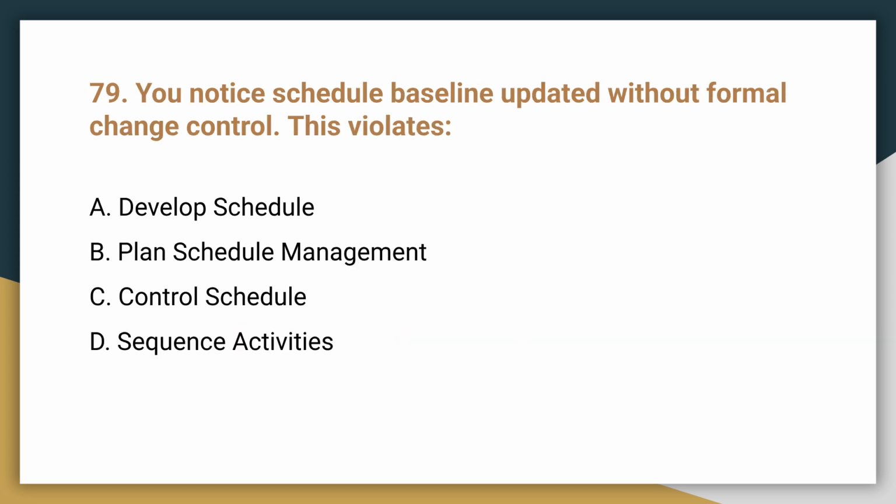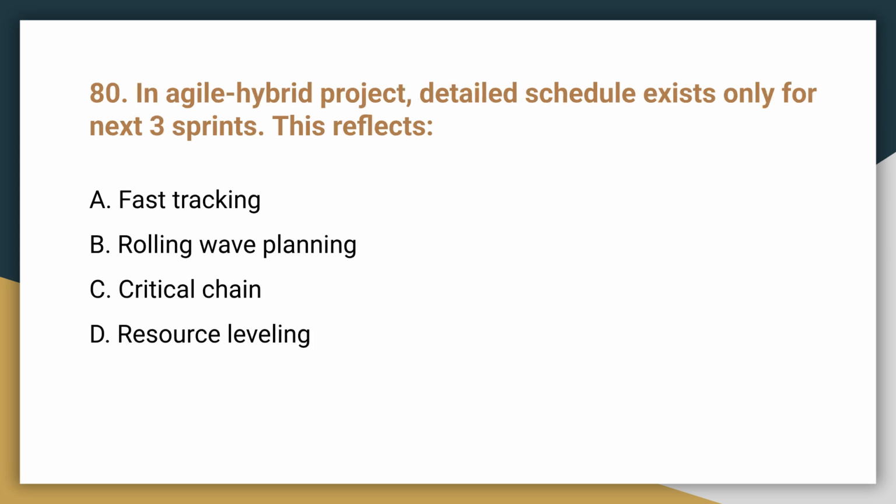Question 79. You notice the schedule baseline updated without formal change control. Which process does this violate? This violates C. Control schedule. Baseline updates require strict, formal change control processes.